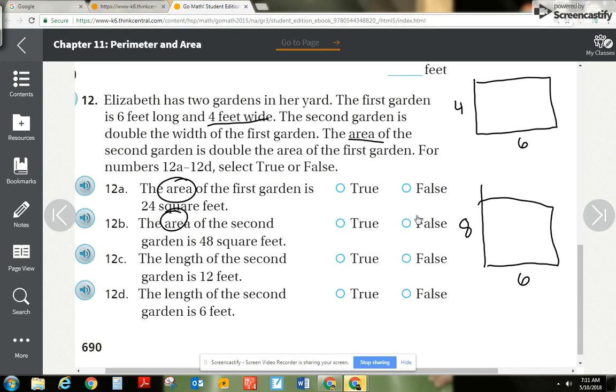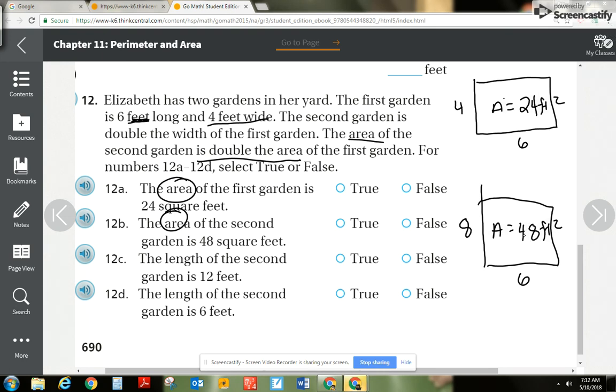All right, so this area, the space inside, is 4 times 6 equals 24. It's feet squared. This area, the space inside, well, that was doubled, and I can assume that the length's the same, is 48 feet squared. 8 times 6 is 48. And it says that the area of the second garden is double the area of the first. Doubled. 24 plus 24 is 48, so that's doubled.